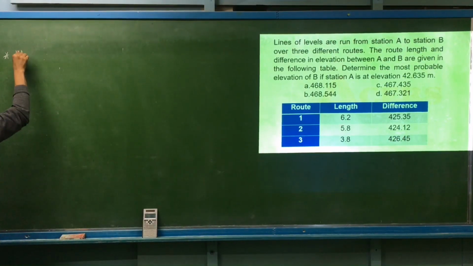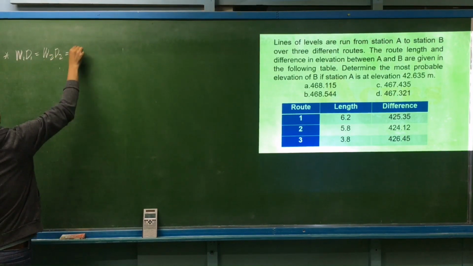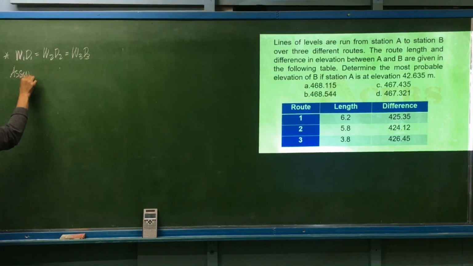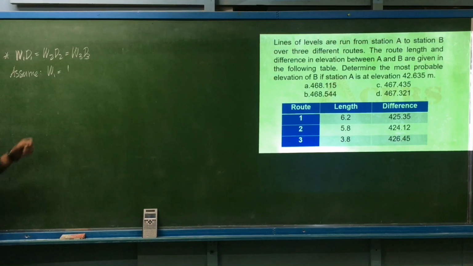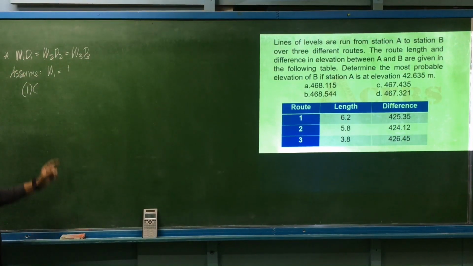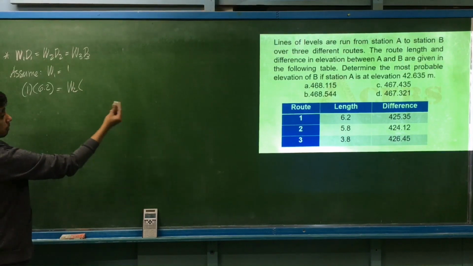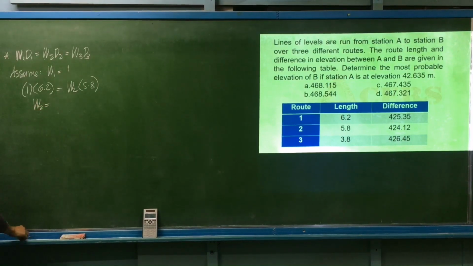That is, weight 1, distance 1 should be equal to weight 2, distance number 2 should be equal to weight number 3, distance number 3. To start, pwede natin gawin, assume, weight number 1 as simply equal to 1. So that is, weight number 1 is 1. What is the distance or yung length? Length from A to B sa route number 1. That is, we have 6.2 is equal to weight number 2. Then yung length from A to B, distance number 3 is 5.8. So kunin natin si weight number 2.